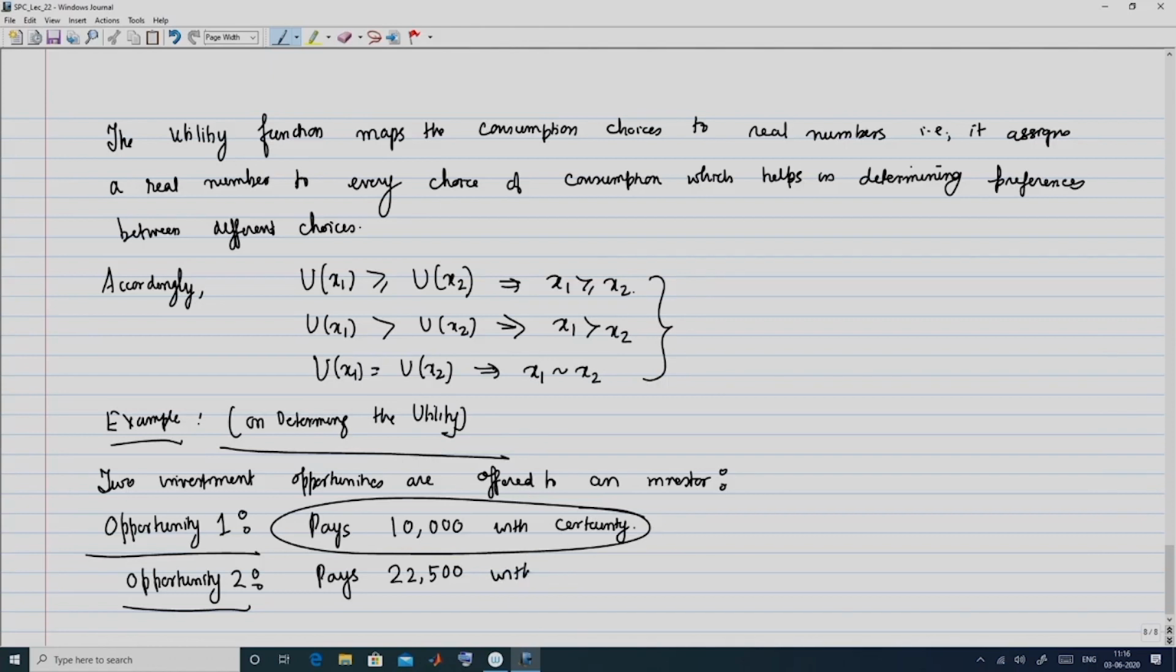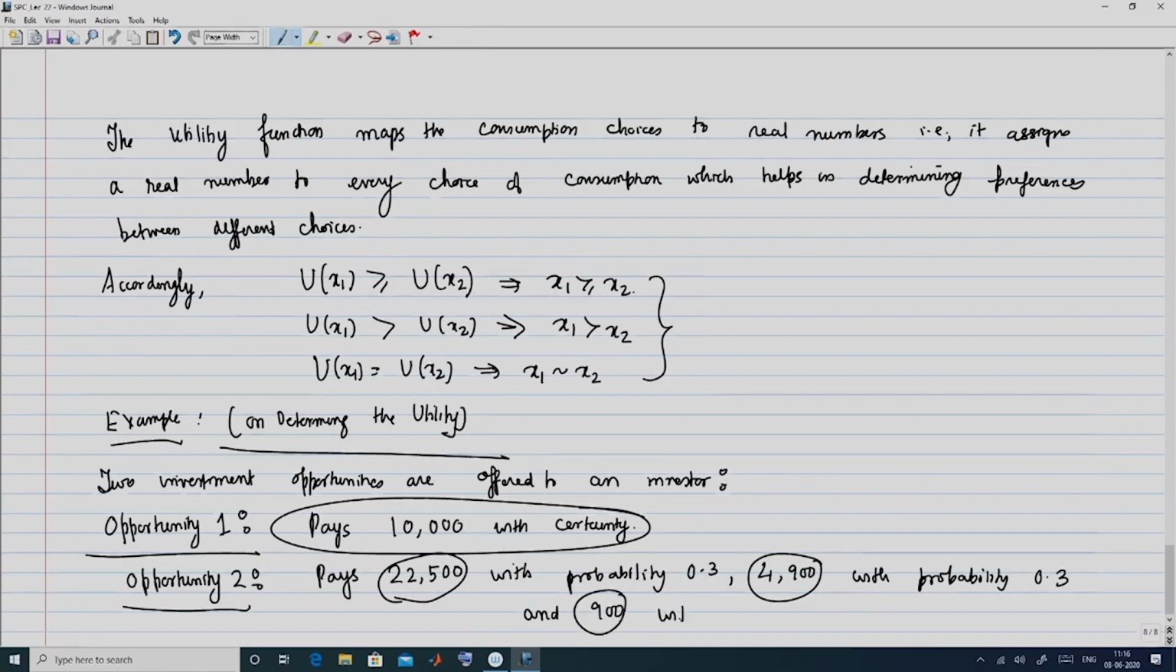So, it pays out 3 possible values: 22,500 with probability 0.3, 4,900 with probability 0.3, and an amount of 900 with probability 0.4.